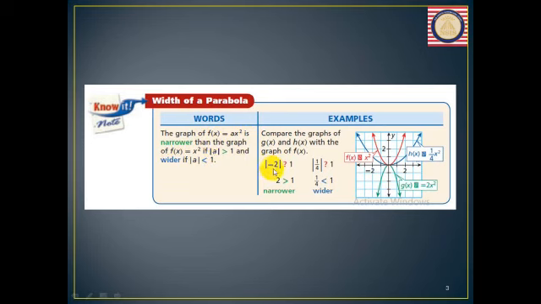Here, the absolute value of negative 2 is greater than 1, so it will be narrower, okay? Here, the absolute value of a quarter is smaller than 1, so it's wider. Look how wide it is? The blue one is wider, okay?